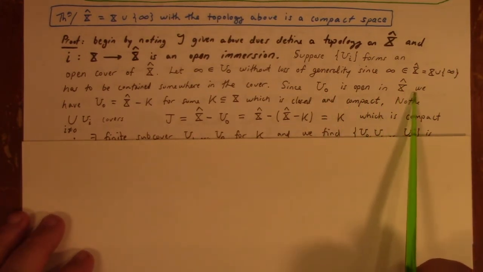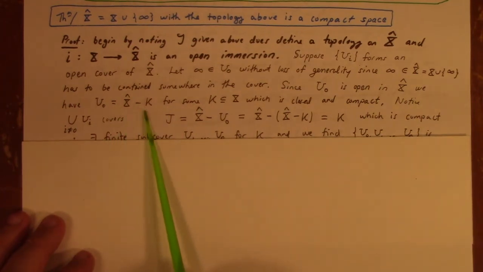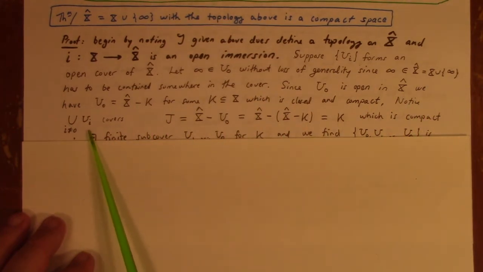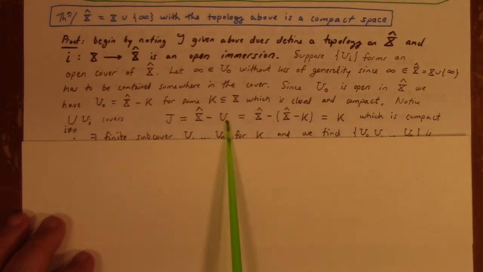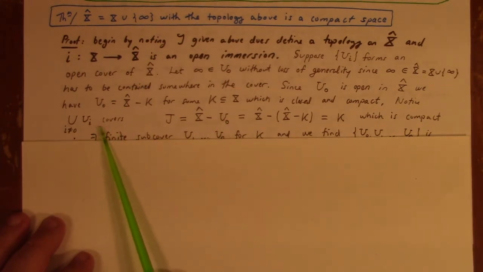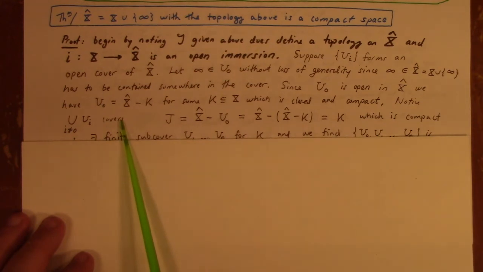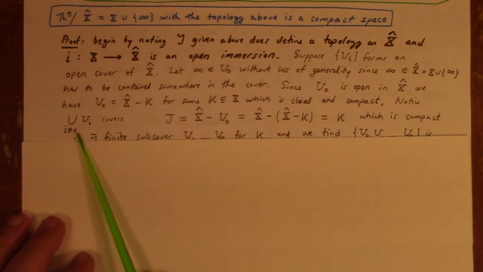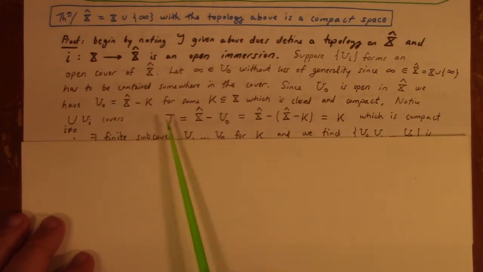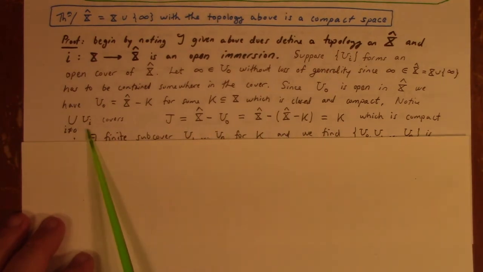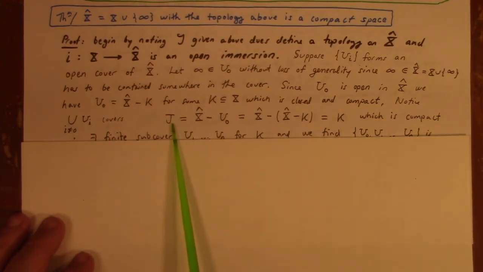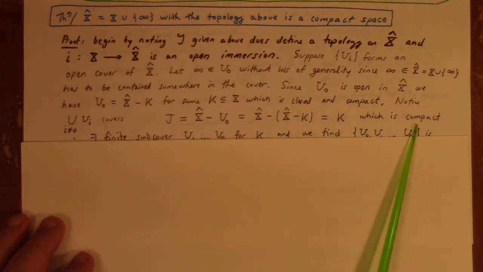Since U naught is open in X hat, we know that U naught is the complement in X hat of some closed compact set K. But we also know that the union of the U_i with i not equal to zero covers, let's say, J, which would be equal to X hat minus U naught. Since the totality of the U's covers X hat, if I just remove U naught, then certainly it covers J. But what is that? That's X hat minus U naught, which is just K again. So this covers J, which is in fact just K, but remember K is compact.